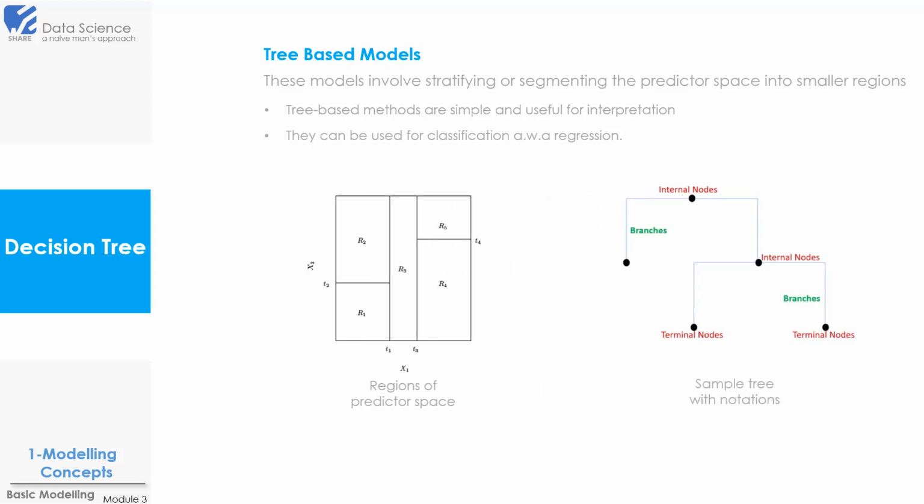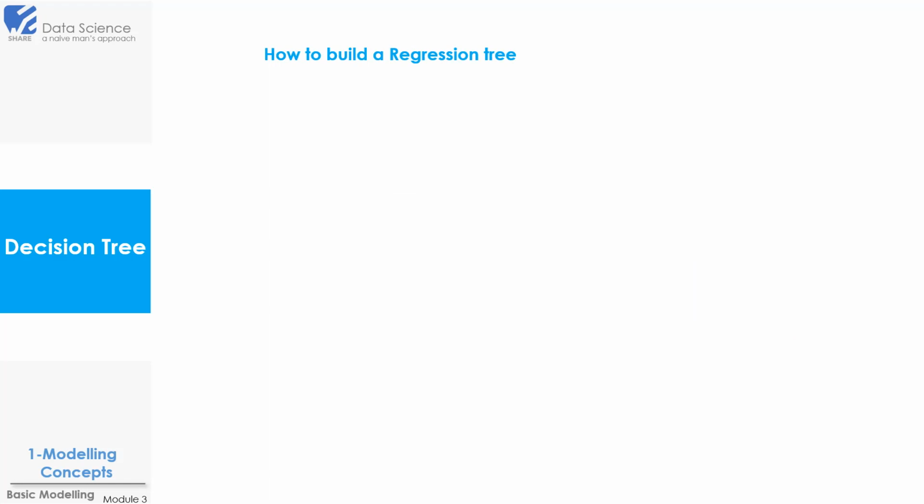Here we have shown a sample tree with notations. So vertical lines here are called branches. Dots are nodes, which could be internal nodes or terminal nodes. Now let's see what are the steps involved in building a tree. We will first see the regression tree.